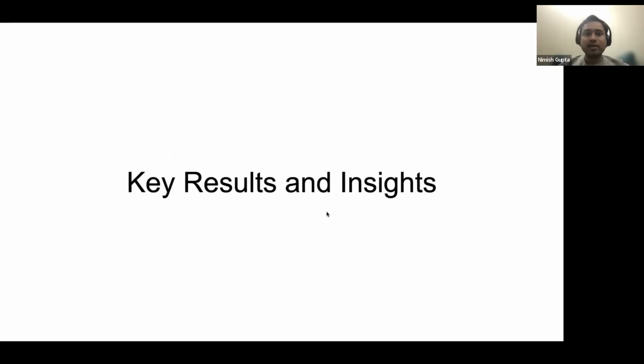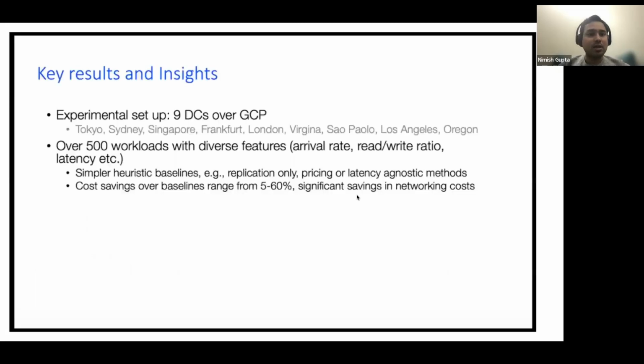Now, some of the key results and insights from this. So for the experimental setup, the system was run over 9 data centers over GCP, and there were 500 workloads run with diverse features like arrival rate, read-write ratio, and latency. The baseline was replication only and with pricing and latency agnostic methods.